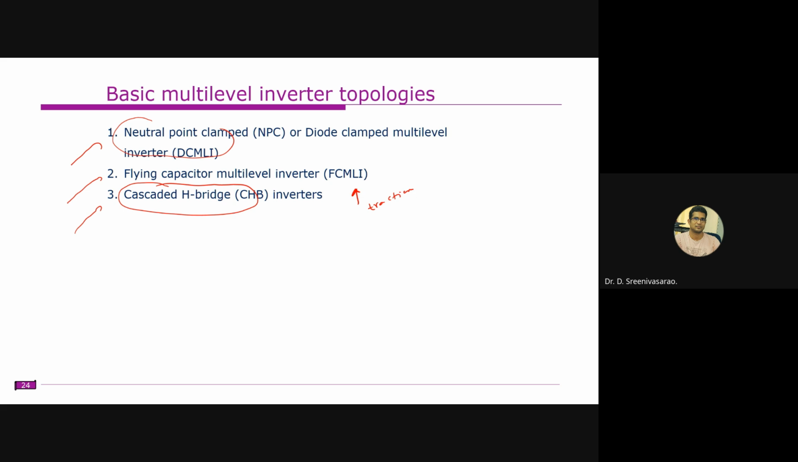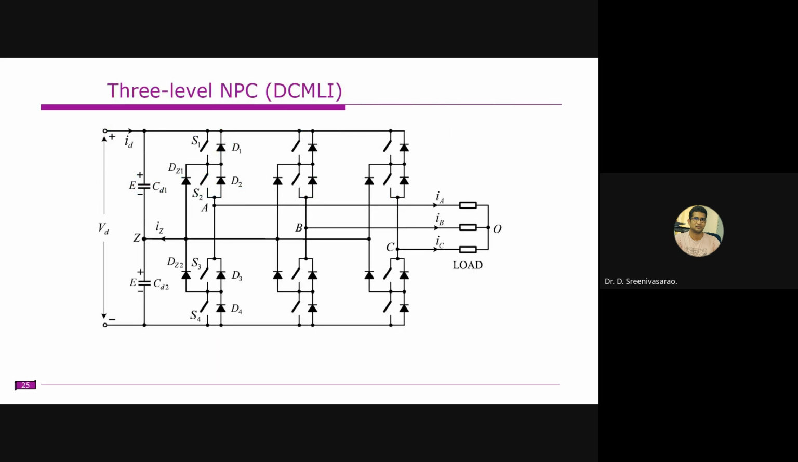So now we will discuss the first one, which is neutral point clamped, also known as the diode clamped inverter. As we know, this is a three-level inverter, right? Three-level inverters typically require two DC sources, and you need to access the midpoint of these DC sources. So we have two DC sources here, and this is the midpoint, which is denoted as Z. To access this midpoint, we have this switch arrangement.